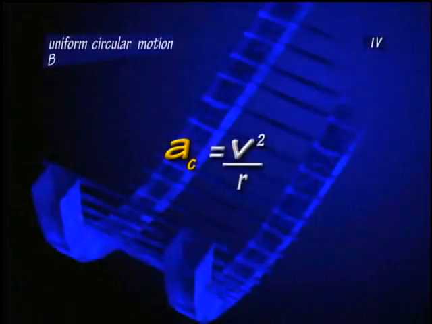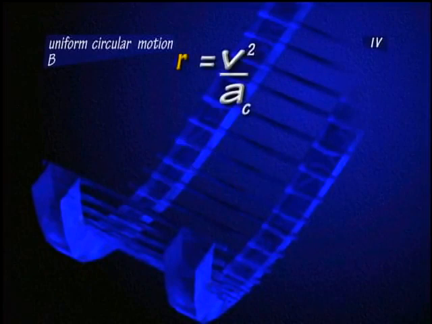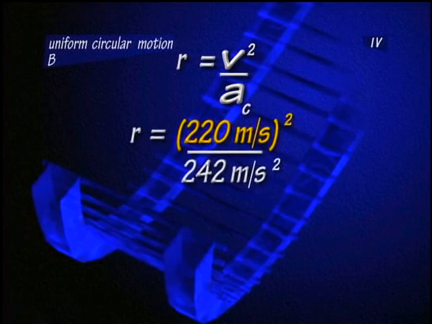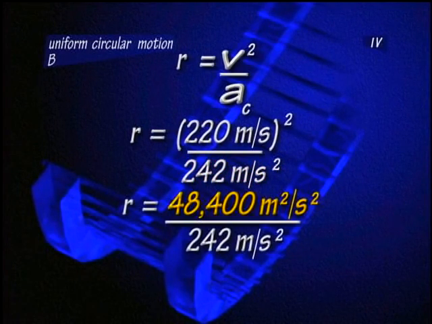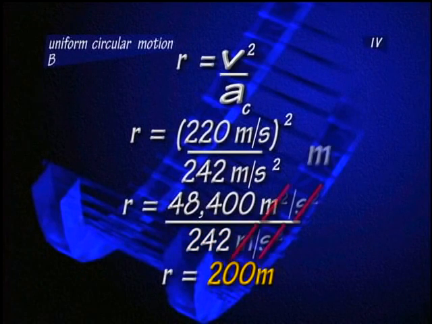Let's see if our equation is of any help here. You have the equation that the centripetal acceleration equals velocity squared over the radius. Solve for r, and you have that r equals v squared over a sub c. Plugging in the numbers for Bright as Light, r equals 220 meters per second quantity squared over 242 meters per second squared. Squaring 220 meters per second, we get 48,400 meters squared per second squared. Divide that by 242 meters per second squared, we get 200 meters. See how the units cancel out and we're just left with meters?